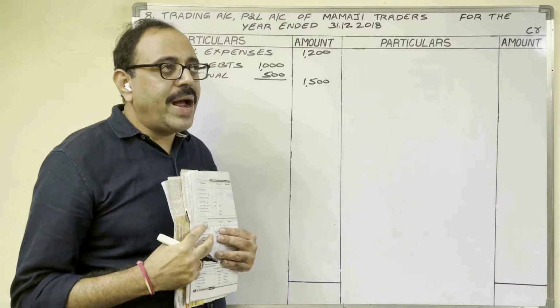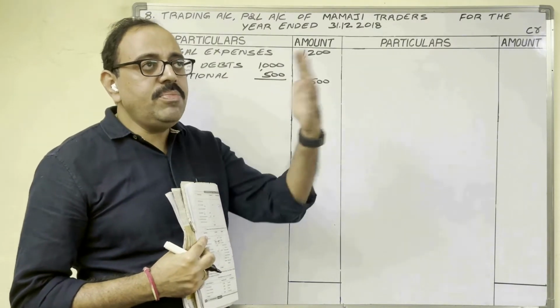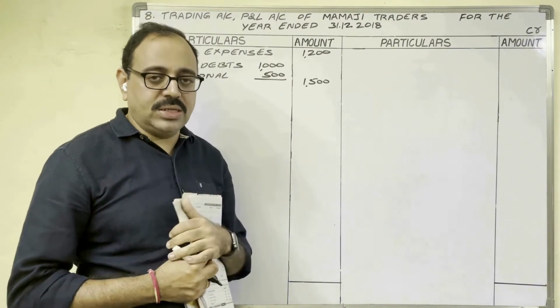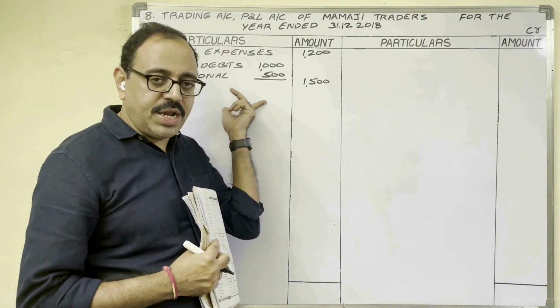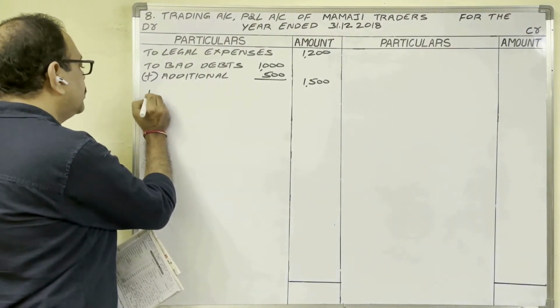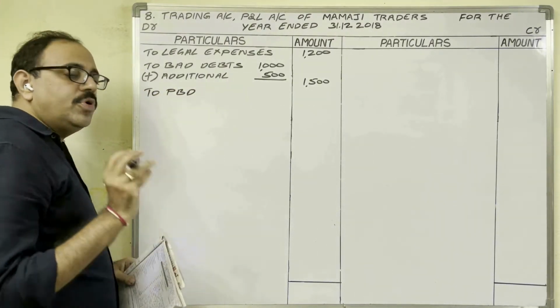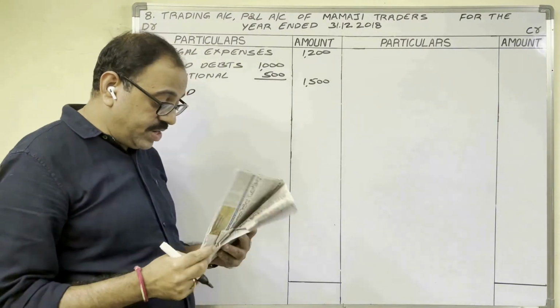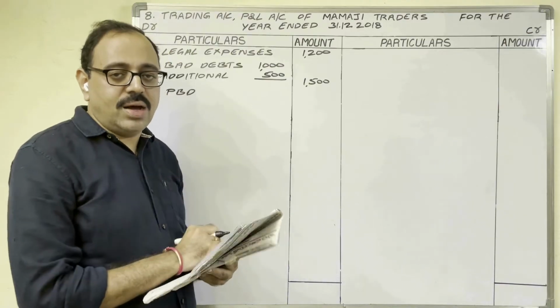Next come to provision for bad debt 5%. So provision for bad debt means expected loss. 5% may come, may not come from debtors. So expected losses also we have to show on debit side of P&L account. Provision for bad debt. Amount is not given, percentage is given, 5%. We have to calculate this percentage on debtors.